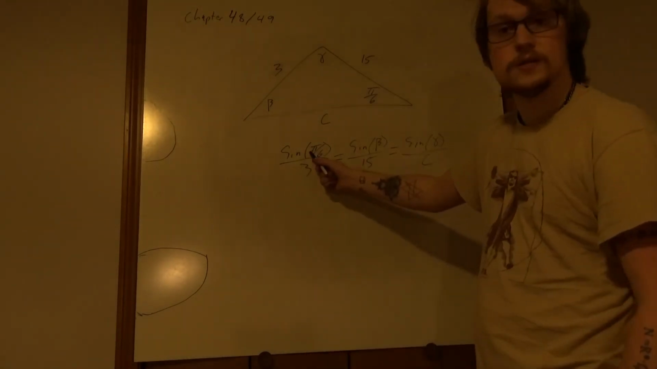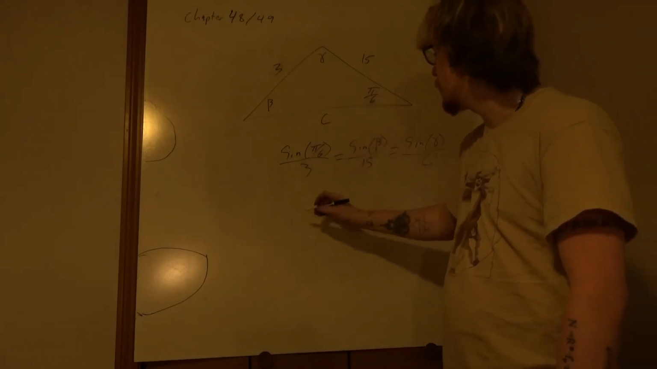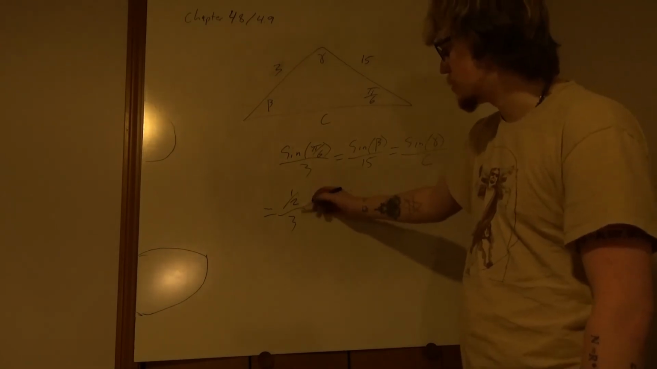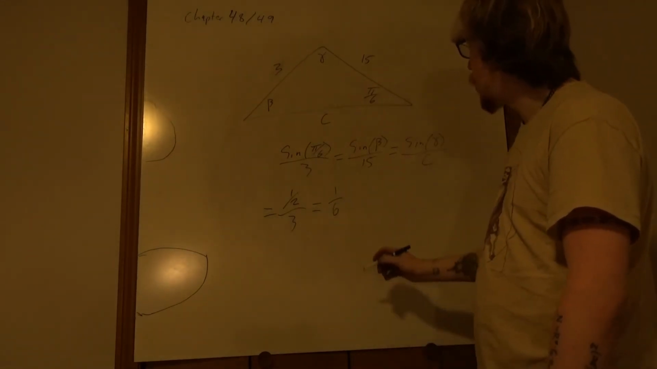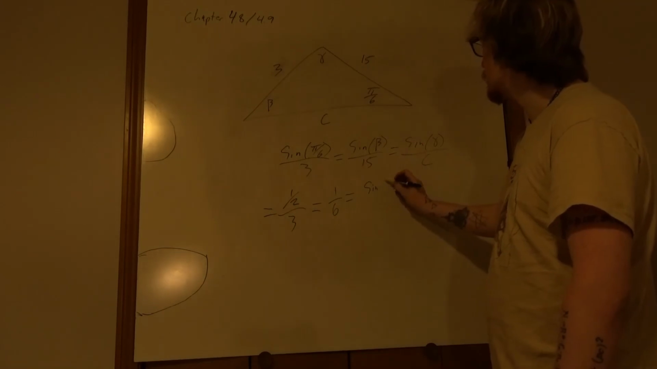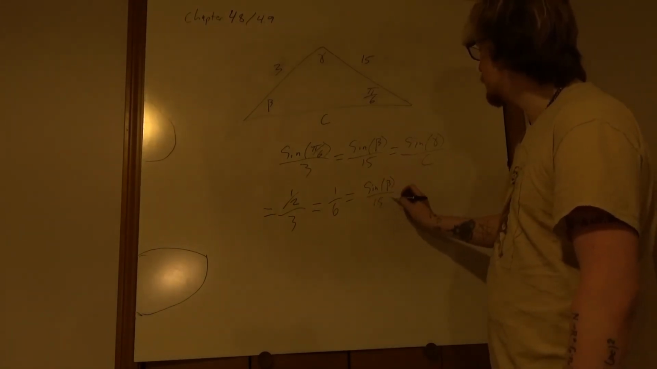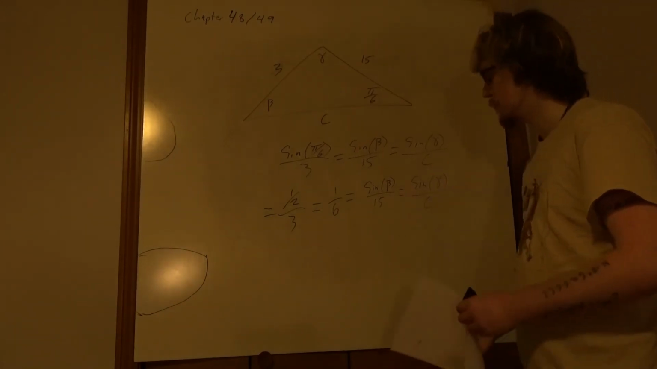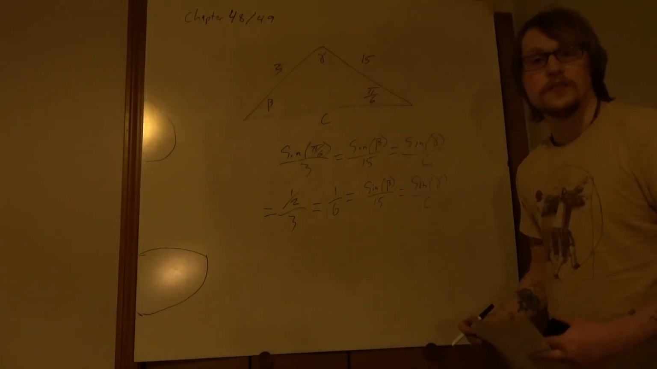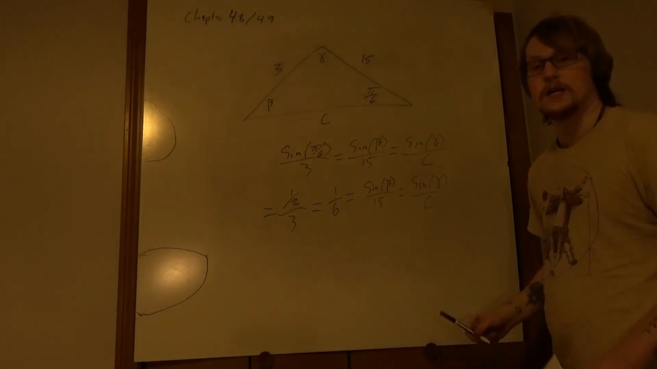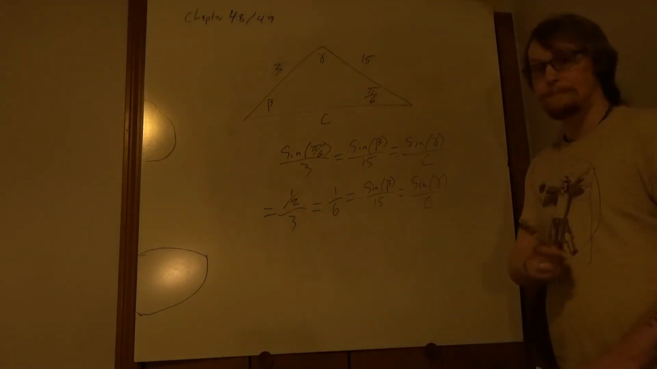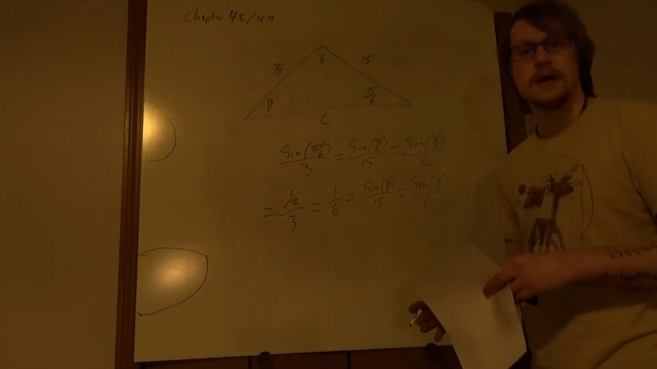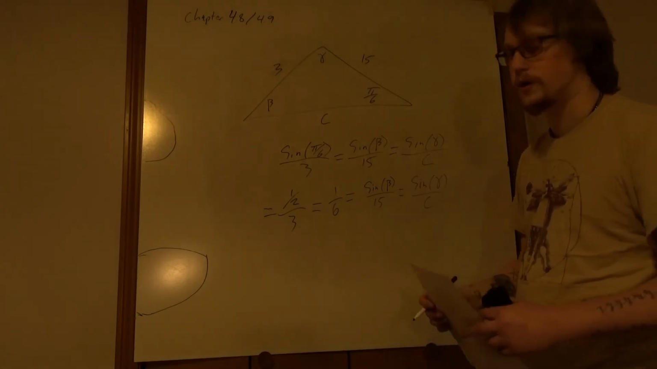This, we actually know what it is. The sine of pi over 6 is 1/2. So this is going to be 1/2 over 3, which is the same as 1/6. And so 1/6 is equal to sine of beta over 15, which is equal to the sine of gamma over C. And we're actually not going to find an issue when we try to solve for C, but if we try to solve for sine of beta, potentially trying to figure out what angle beta is, this is where we're going to have our contradiction.